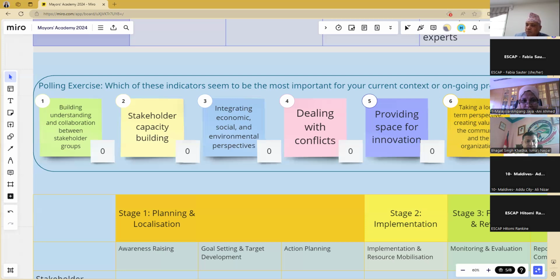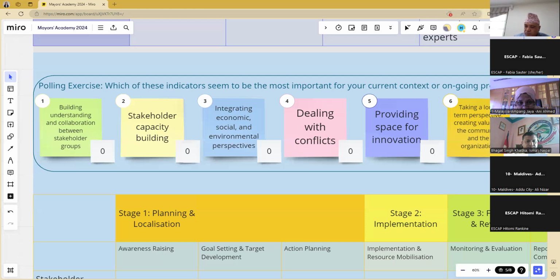Number 5 is providing space for innovation. So this is about creativity, right? It means engaging stakeholders in a way that they have influence, but in a way also that they can think out of the box, right? That they can express themselves freely. It means very often sitting down in the coffee shop instead of sitting down in a hotel and doing the workshop, right? It's about making sure that you can provide space for new ideas, right?